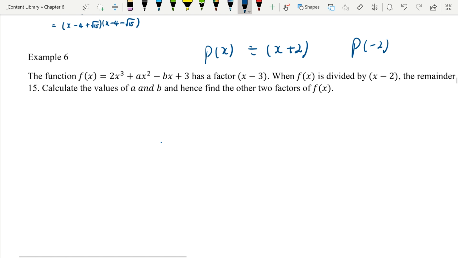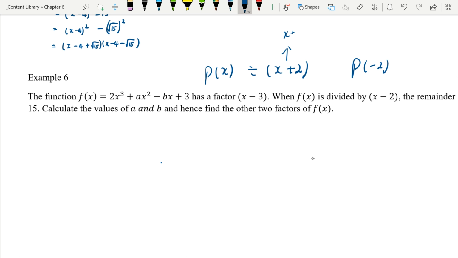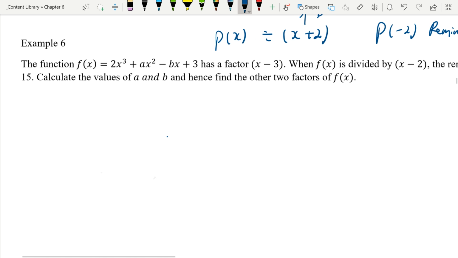Okay, so we make x plus 2 equal to 0 and x equals minus 2. We substitute the minus 2 into p(x), and we will find the remainder. If the remainder equals 0, what that means is x plus 2 is a factor of p(x). So that's the two things we have learned, and we have learned the box method. All right, let's start this question.